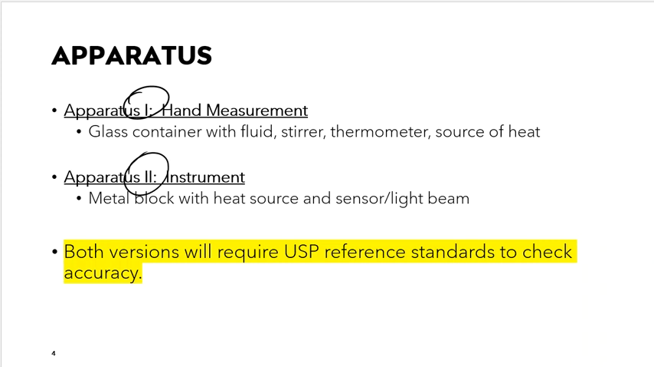And apparatus number 2 is more automation, it's more instrumentation. That will take over. I don't have to worry with it. I've got more flexibility and freedom. And maybe I'm going to get better sets of data as well because there's more control. Both versions are approved at the USPNF.